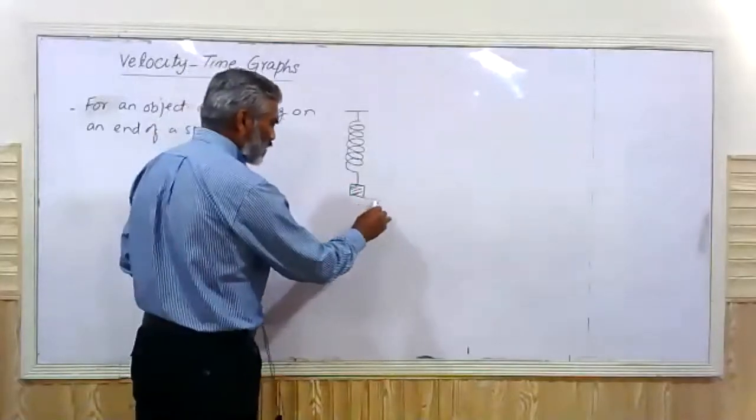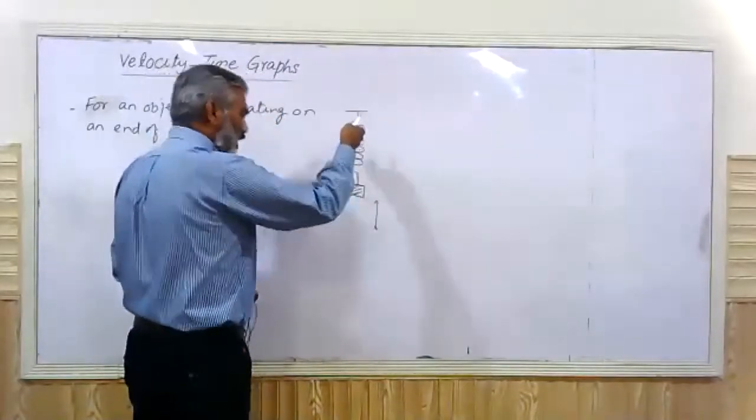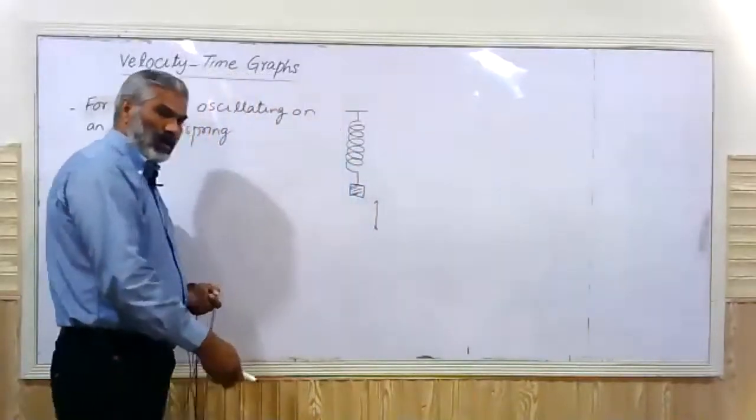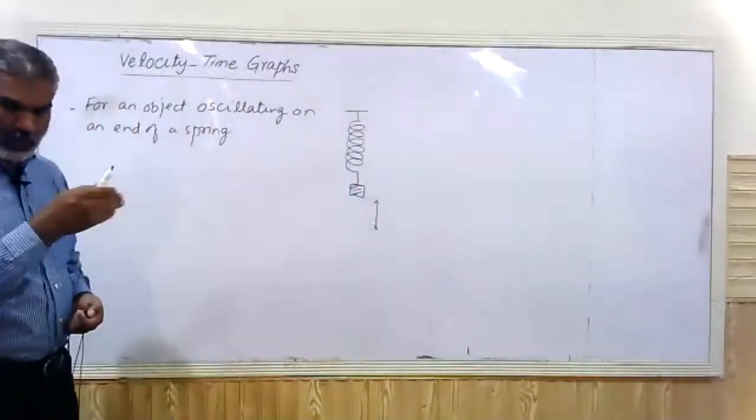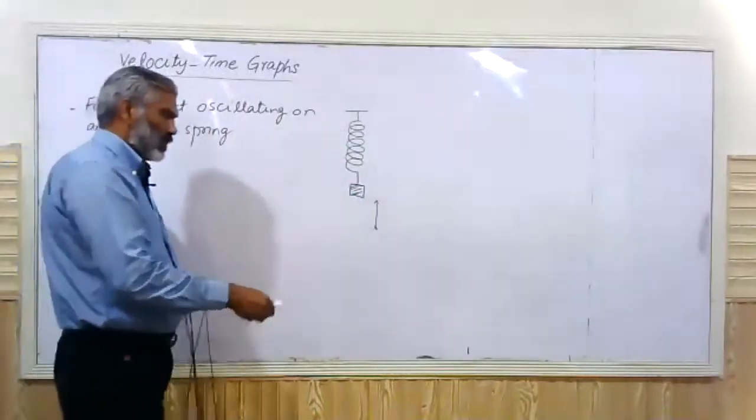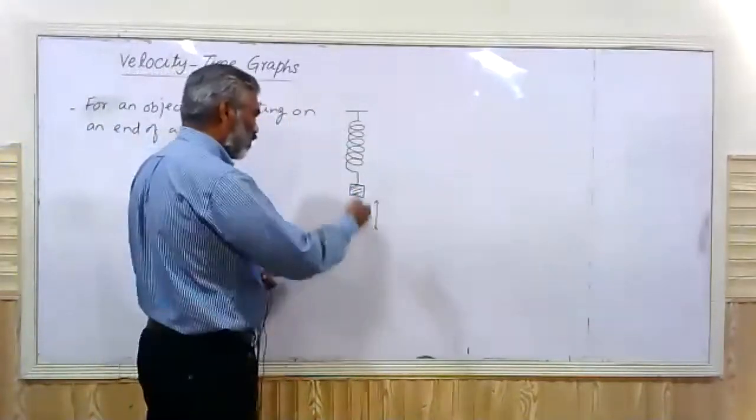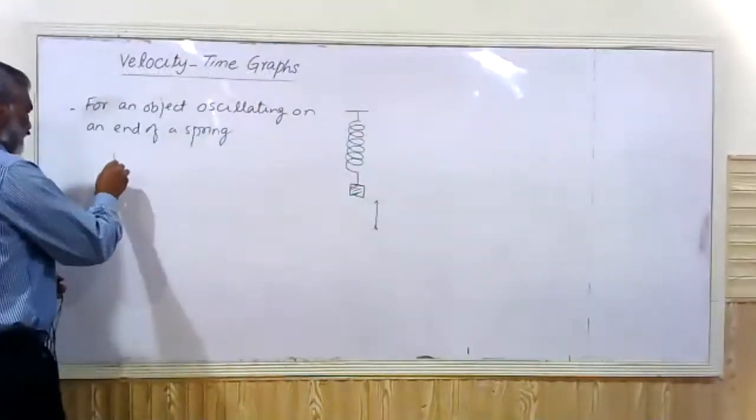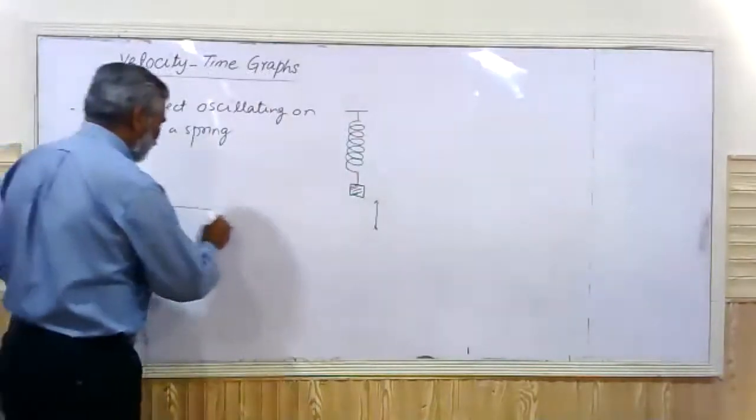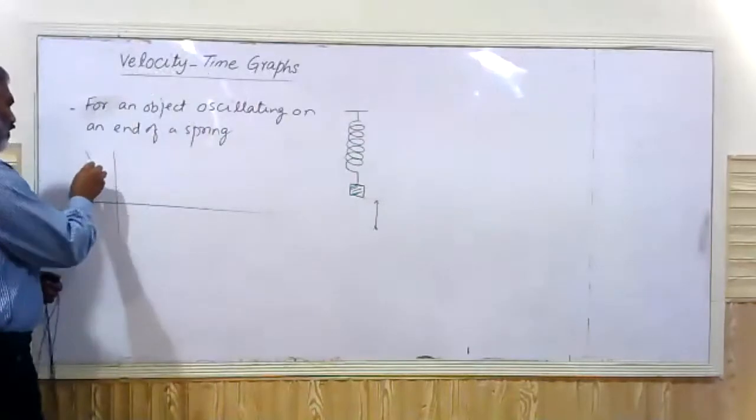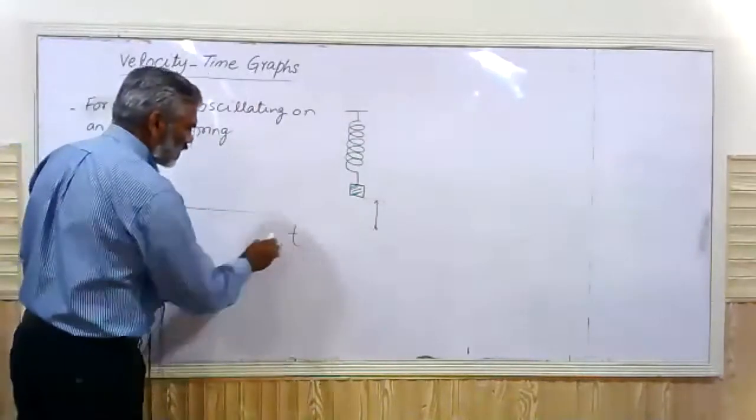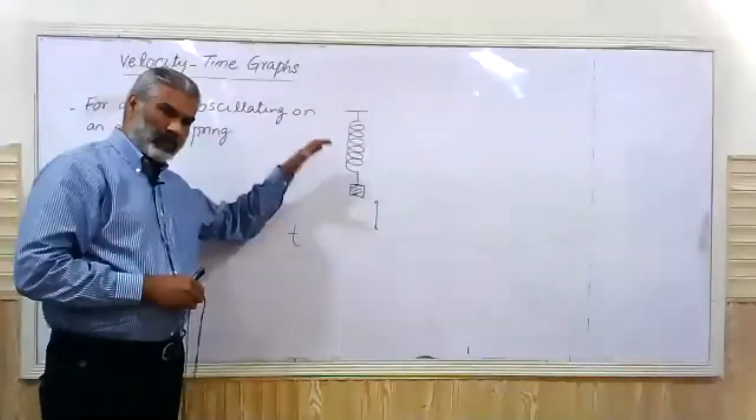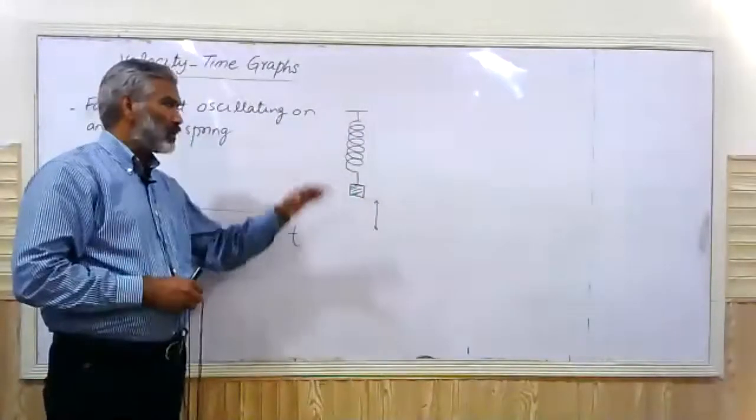This is one extreme to which it goes, and this is the other extreme to which it goes when it moves to this direction, downwards. So it moves down, then it moves up. So this up and down motion is represented with the help of a velocity time graph. How does velocity change when an object oscillates in this manner? It is attached to a spring.